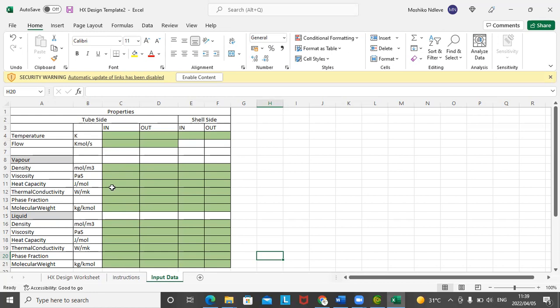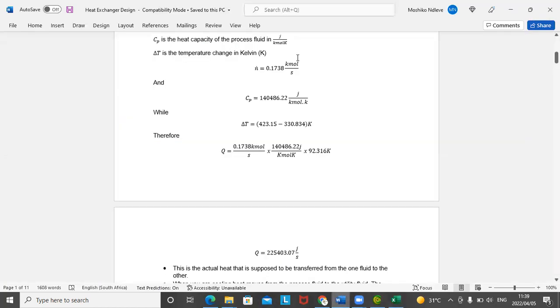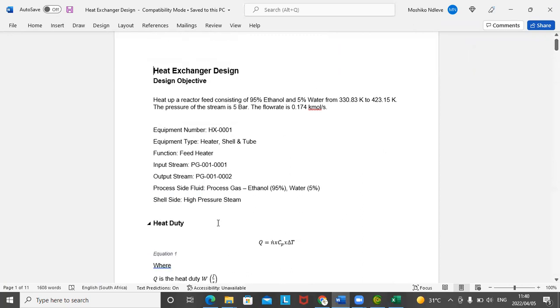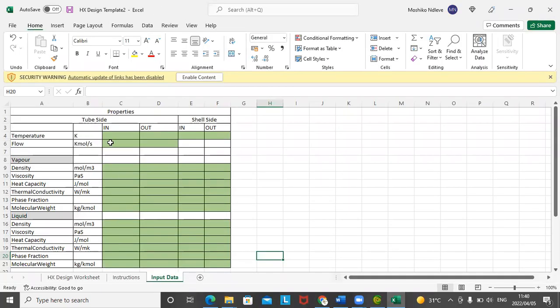So the next step obviously would be to fill out this table, but just so that we go step by step, let's complete the information that we already got as part of our design problem, right? I'll just go down slightly. For example, we know that our flow rate is 0.174 kilomole per second, so I can fill in 0.174. And because this is a non-reactive process, the number of moles coming in will be equal to the number of moles coming out, right?